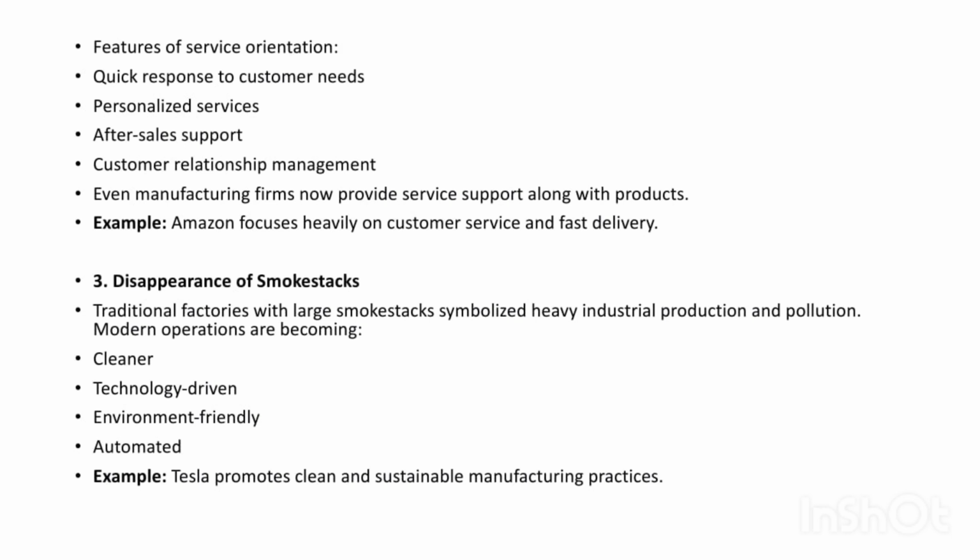The next one is disappearance of smokestacks. So this is the third characteristic. So what is a smokestack? Traditional factories with large smokestacks symbolized heavy industrial production and pollution. So, for example, think of an old steel plant with black smoke. That's smokestack industry. So the modern operations are becoming cleaner, technology driven, environment friendly, automated. That means less human and more machine. So operations management is no longer dirty and dumb, it is clean and smart.